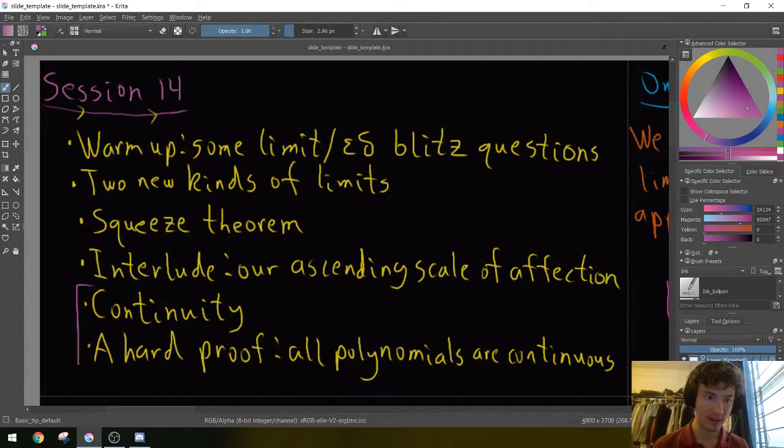And if we have time, we can get to this important result that all polynomials are continuous, which we'll see basically means that they behave as you saw when we took things like the limit as x goes to 2 of x squared. Remember, we computed this and it was 4.